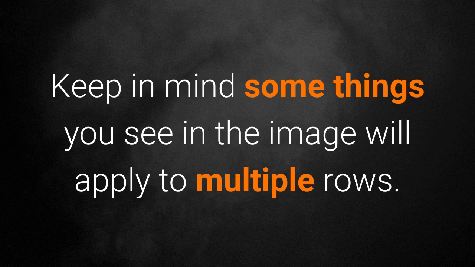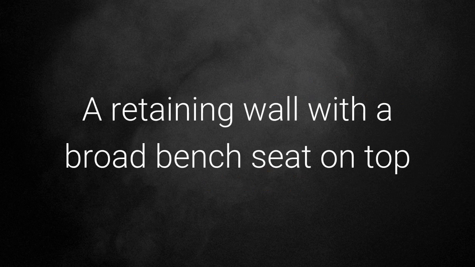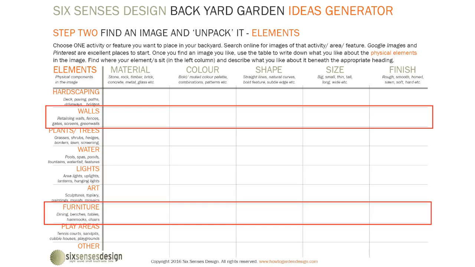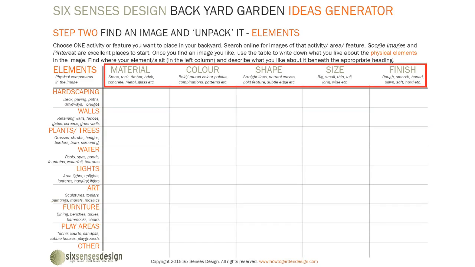Keep in mind some things you see in the image will apply to multiple rows. A retaining wall with a broad bench seat on top covers walls and furniture to a degree, so don't stress too much about getting it exactly right, just so long as you get a better understanding of what it is that interests you. You will see along the top of the table we have 5 categories. They are the design elements of the different components.